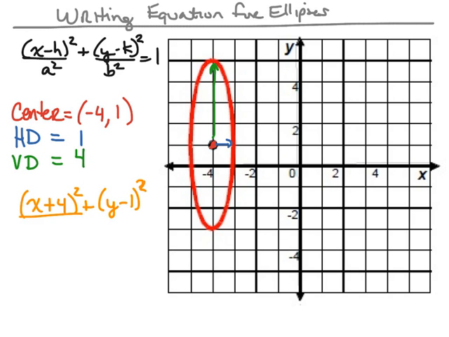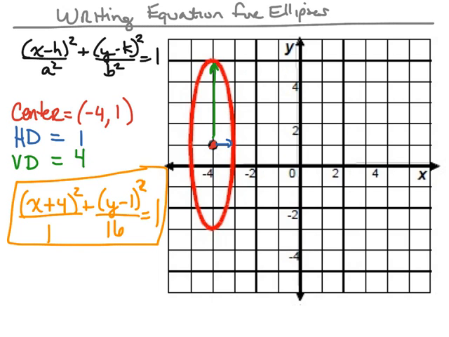Alright, right below the x plus 4 squared, we're going to put a squared, or the horizontal distance squared. So if I take 1 and I square it, 1 squared is 1. Same thing for my vertical distance. I'm going to take 4, square it, so 4 squared is 16. Once again, all of these equations are equal to 1.